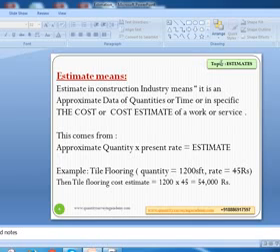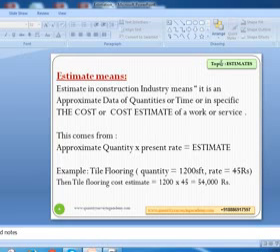Estimate in the construction industry means it is an approximate data of quantities or time, or specifically the cost, or cost estimate of a work or service. Which means an estimate will give us an approximate estimation of the required quantities, required time, or maybe the cost for doing a project, for doing a work, or for doing a service.